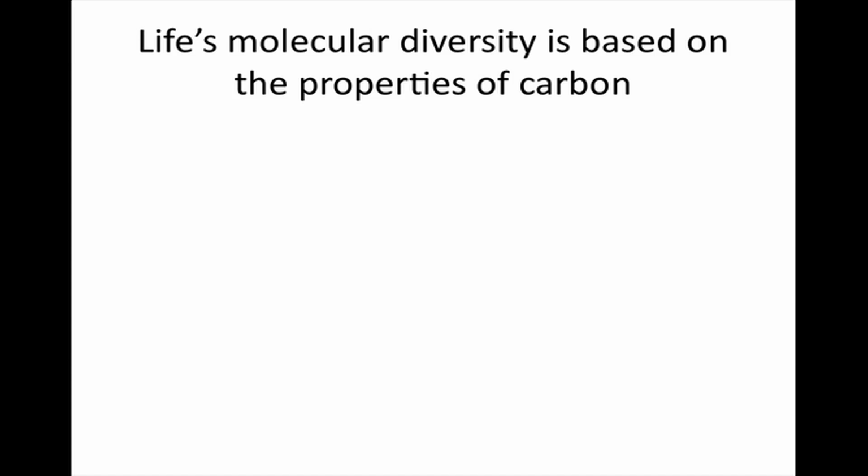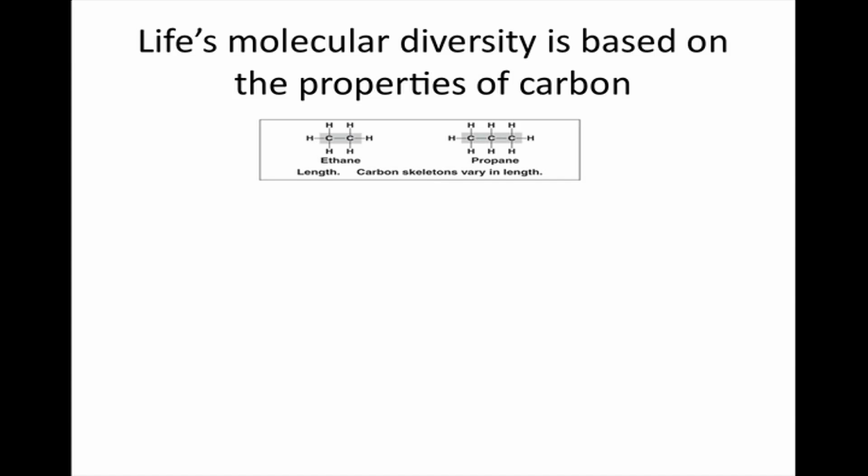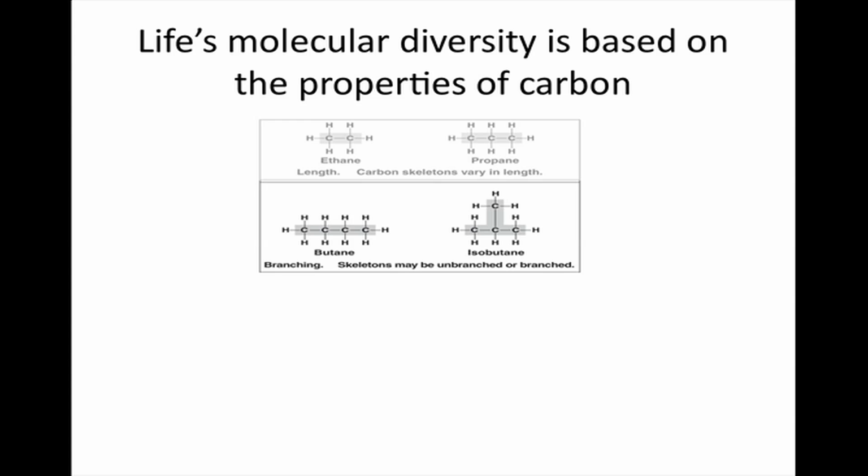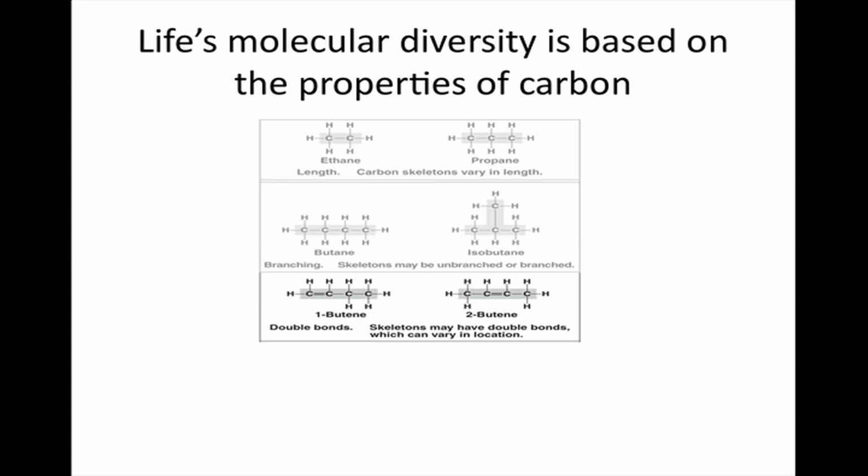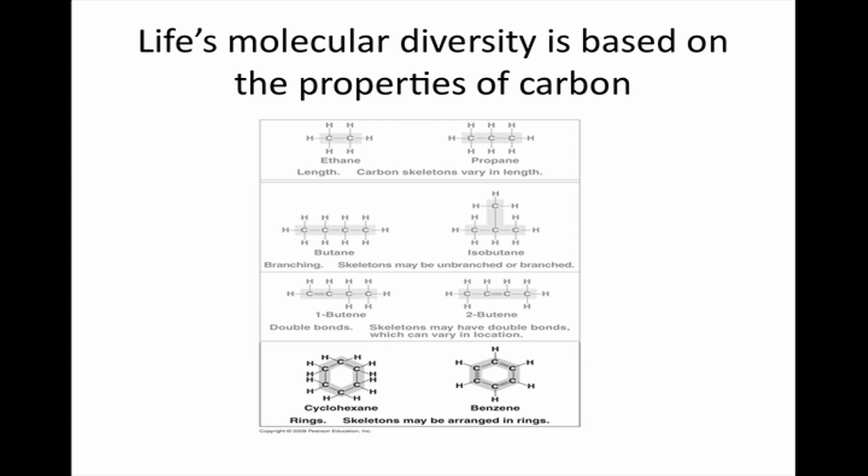Life's molecular diversity is based on the properties of carbon. Almost all of the molecules found in a cell are atoms of carbon bonded to one another and to other atoms. Organic compounds are carbon-based molecules that vary in carbon length. A carbon skeleton may be branched or unbranched. Sometimes carbon atoms may have double bonds as well. Carbon skeletons will sometimes form rings, which provide a more stable structure. Lastly, isomers are compounds with the same formula but have different structures.